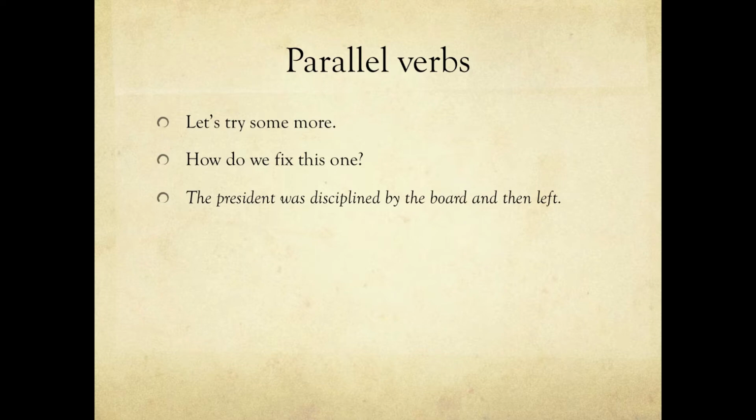It's the president, okay? And is the president doing anything? Well, in that first clause there, the president was disciplined by the board. He or she is not, okay? The board is acting back on the president, so that's passive voice. Okay, well, let's look at the other verb, okay?